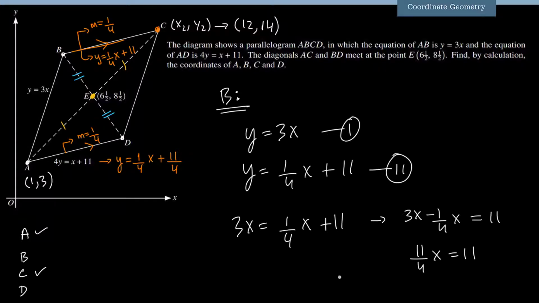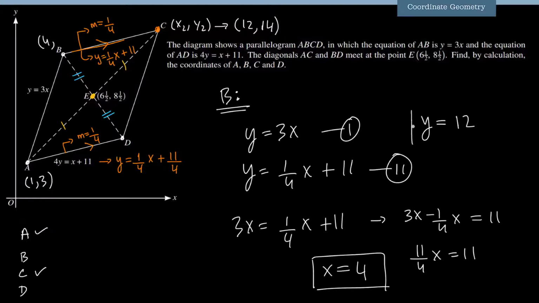Cross multiplying would give me the x coordinate as 4. So the x coordinate of point B is 4. Now for the y coordinate, I'll substitute this x value in equation 1 and I'll get the y coordinate as 3 times 4, which is 12. So the y coordinate of point B is 12.